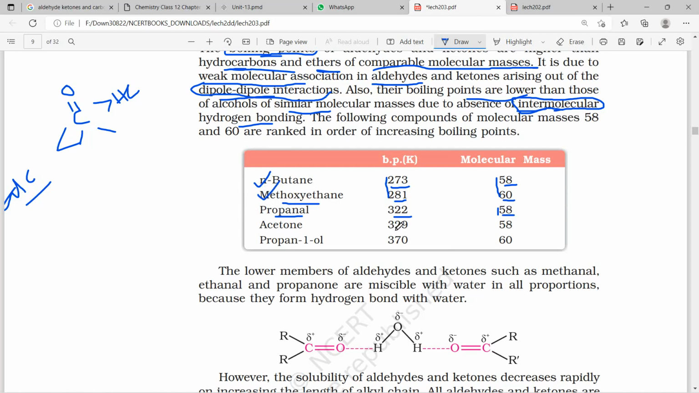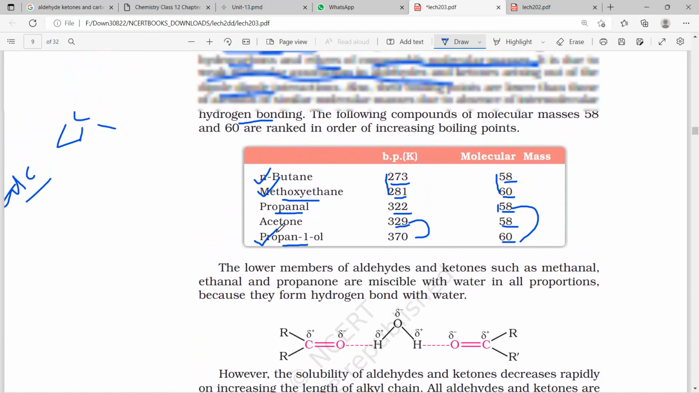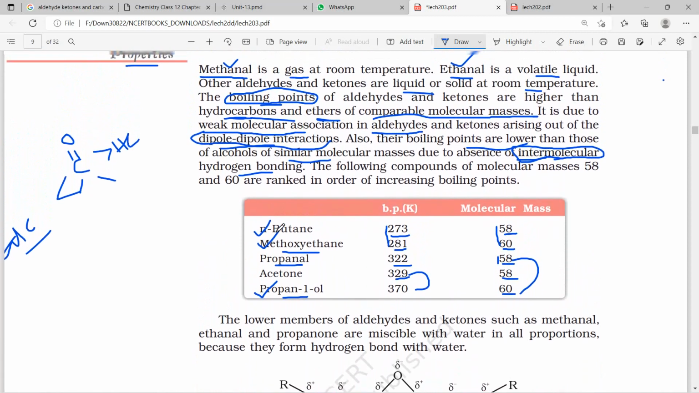Here this is a ketone, the same thing. Aldehydes and ketones will have the higher boiling points. And this is an alcohol, propan-1-ol, which has almost equal molecular mass, 58, 60, there is not much difference. But look at the boiling point here: this is 330 almost, and this is 370. So 40 degrees higher. This is due to the presence of intermolecular hydrogen bonding in alcohols. Is it clear?